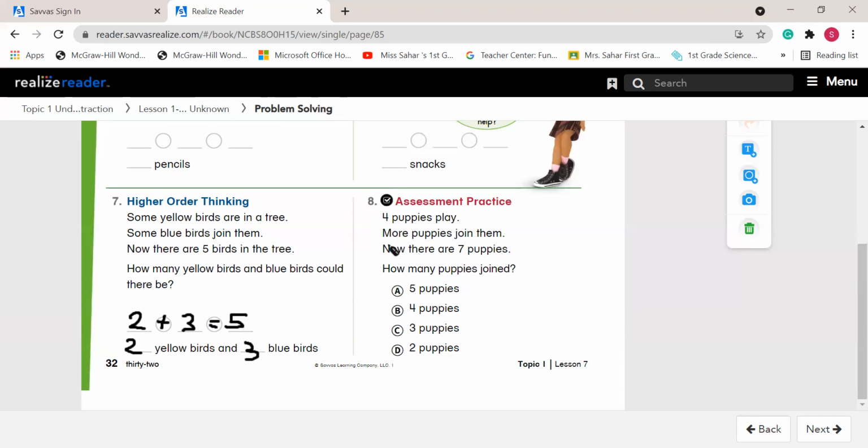4 puppies play. More puppies join them. Now there are 7 puppies. How many puppies joined them? Remember, there were first 4, and then some more join, and now total 7. So that means 4 plus something equals 7. So what do you think it is? First choice, 5 puppies, or 4 puppies, or 3 puppies, or 2 puppies?